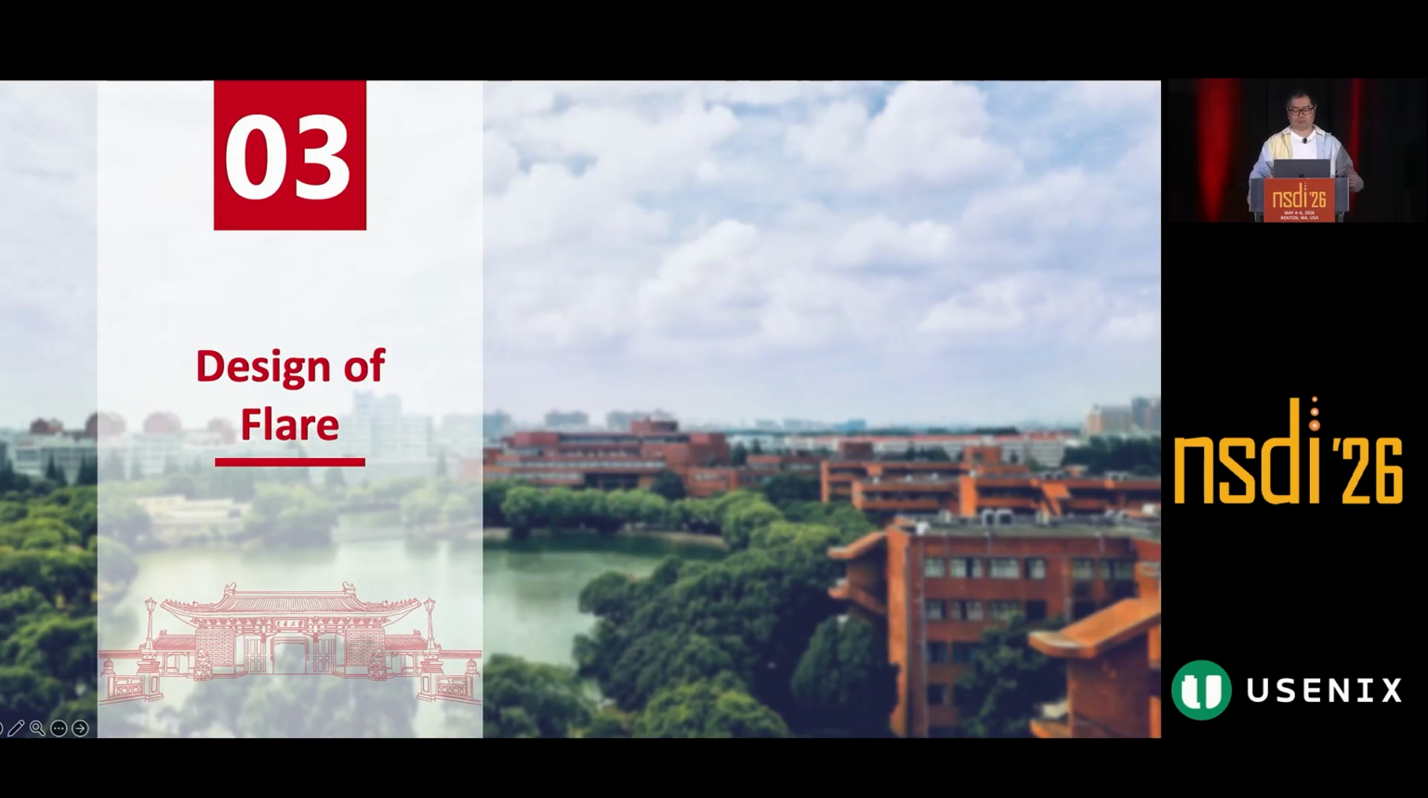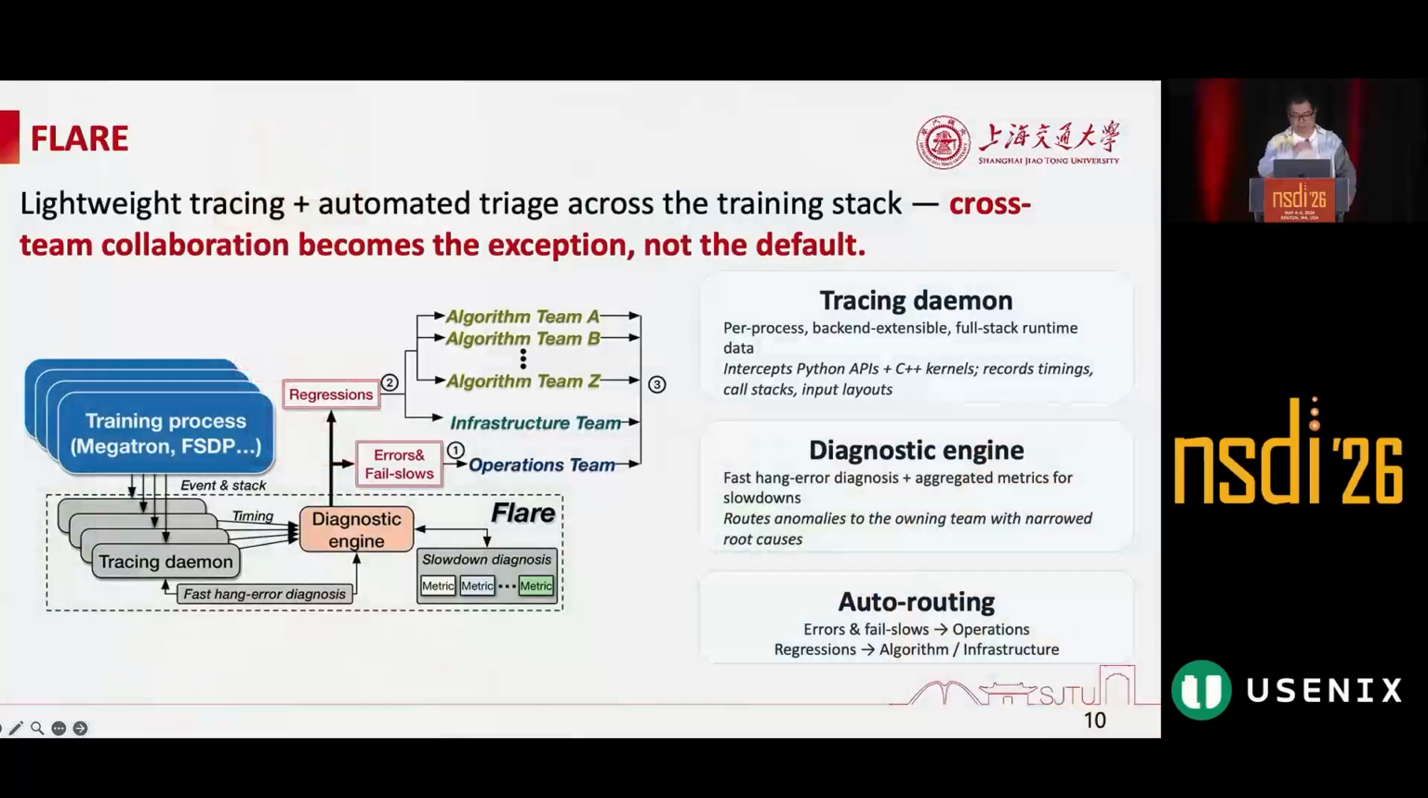Now let me work through the design of FLAIR and how it takes those two challenges. FLAIR includes two major components here. The tracing daemon sits on every training process, one per GPU, and pulls full-stack runtime data like Python API calls, C++ kernel launch timing, code stack, and input layouts. The diagnostic engine aggregates all that data across a job and conducts analysis.